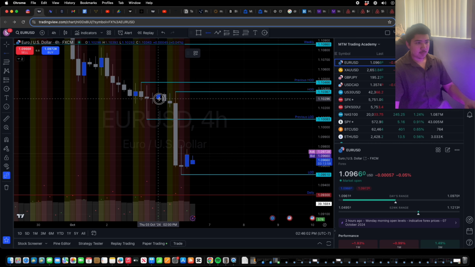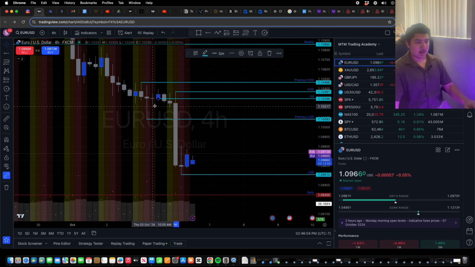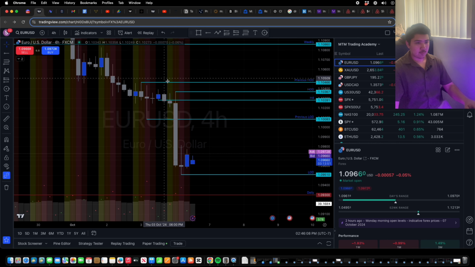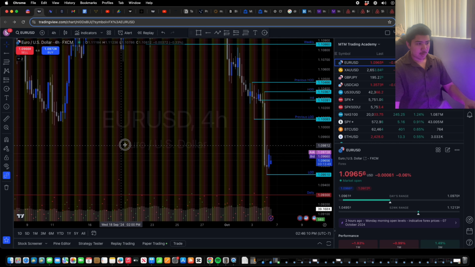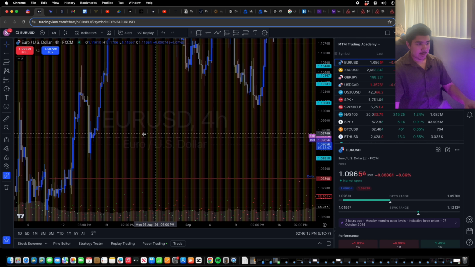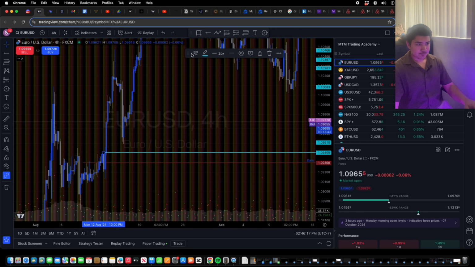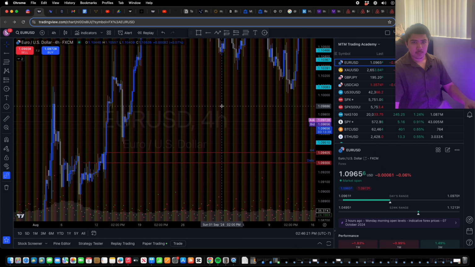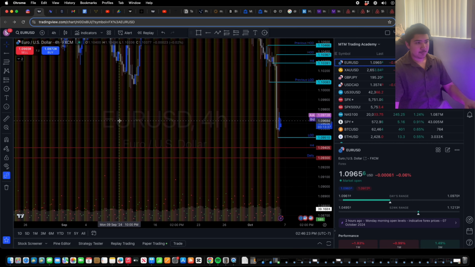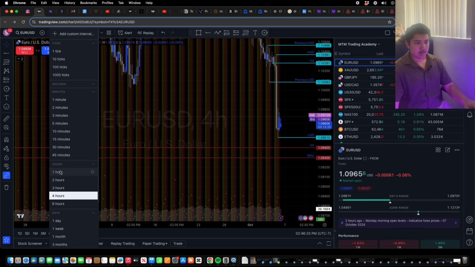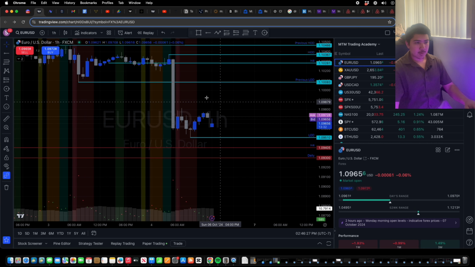Let's go ahead and mark this. This is going to be area of supply. You guys can see price has already used it a couple times, so it's not the best, but we can still mark something. And then as far as demand goes, we do have an area of demand sitting all the way down here. So I'm gonna mark this as our 4-hour demand, and put that there.